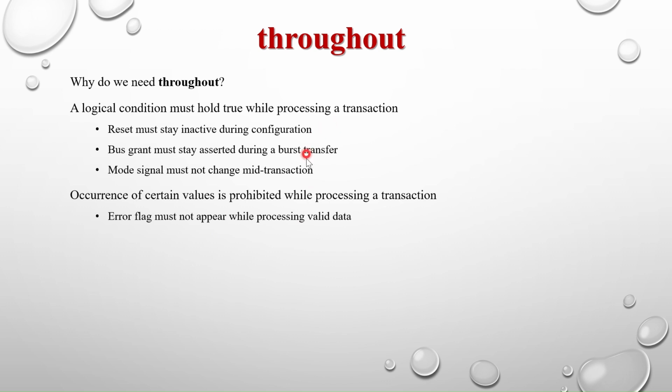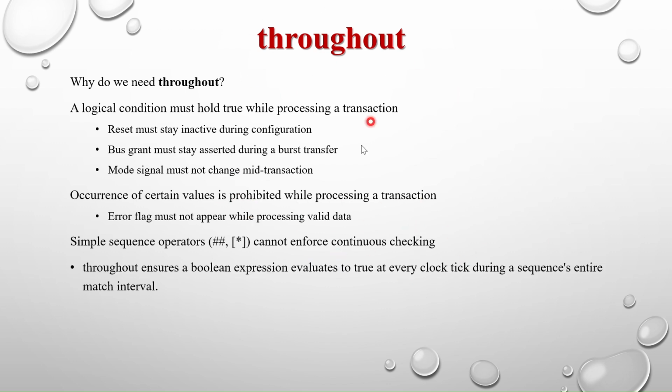So you may ask, why only the throughout operator? We can use the delay or repetition operators also, right? But simple sequence operators like the delay operator or repetition operators cannot enforce continuous checking. Here we are continuously checking the logical condition, whether it holds true or false. So for continuous checking, we need the throughout operator. Throughout ensures a Boolean expression evaluates to true at every clock tick during a sequence's entire match interval.